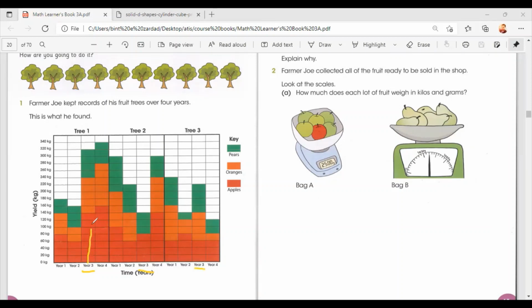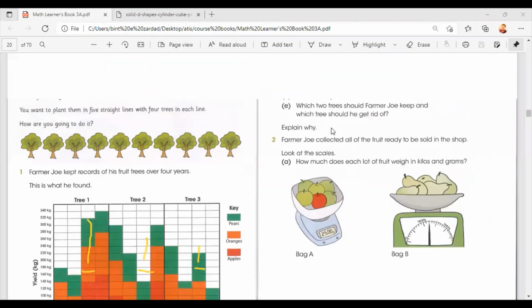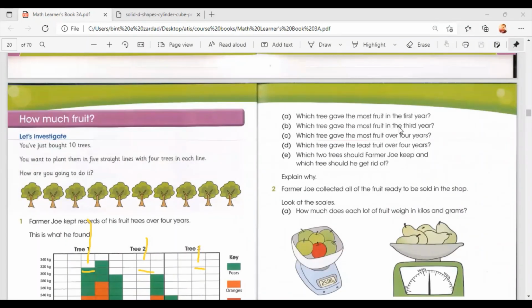You can see the red one, it's more than the other. The orange one is available here but not here, and a little bit here. So we cannot say the orange one. And the green one, the pears, is not showing a good result. So in the third year, which tree gives the most fruit? Apple tree. And which tree gives the most fruit over 4 years?